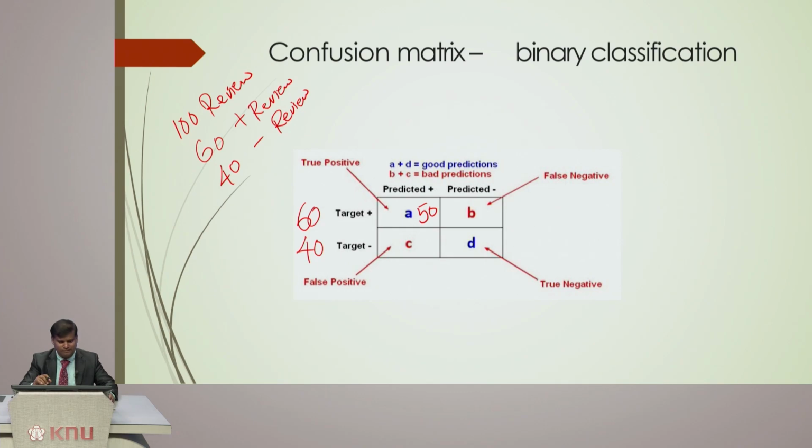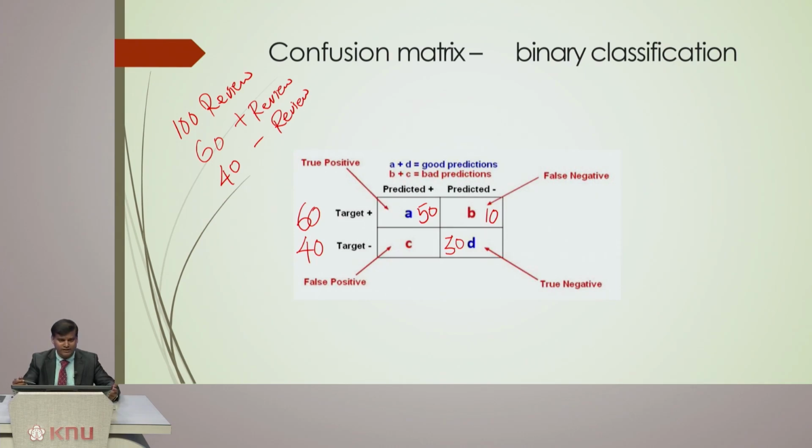At the same time, our classifier has some error, so it produces around 10 false negatives. Then we know that there are 40 negative reviews. Among the 40 negative reviews, let's say 30 have been correctly predicted to be negative.